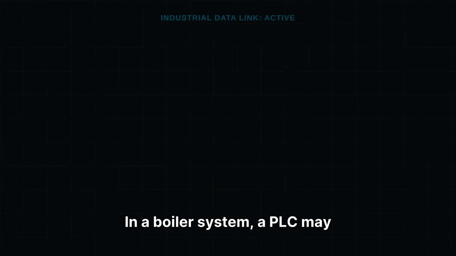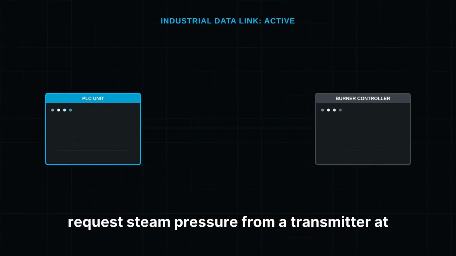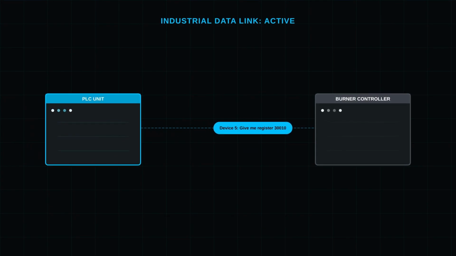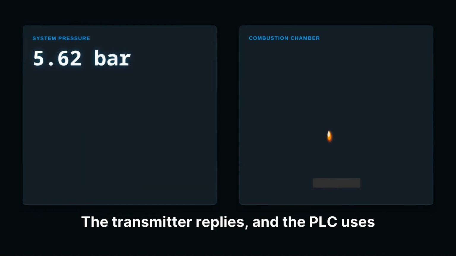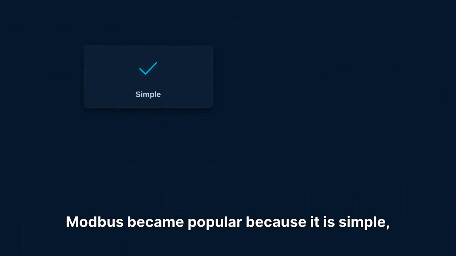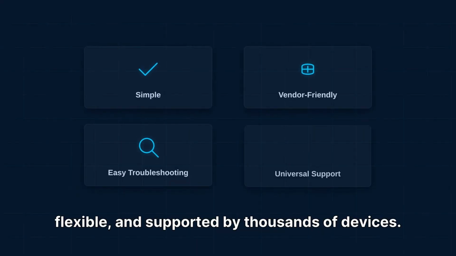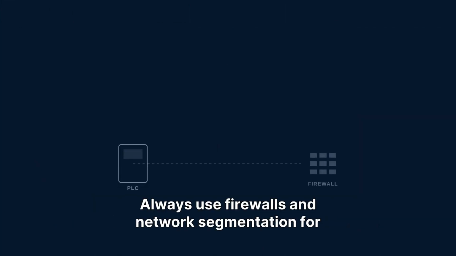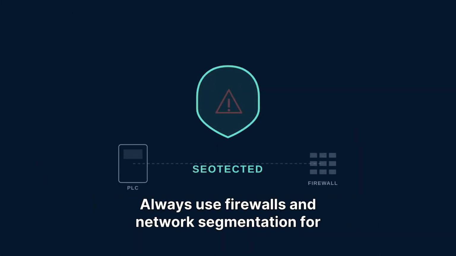In a boiler system, a PLC may request steam pressure from a transmitter at device address 5. The transmitter replies, and the PLC uses that value to control the firing rate. Modbus became popular because it is simple, flexible, and supported by thousands of devices. However, it lacks built-in security. Always use firewalls and network segmentation for protection.